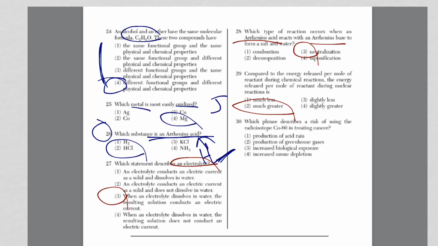And finally, for number 30 here for Part A, which phrase describes a risk of using cobalt-60, which is a radioisotope, which means it's undergoing nuclear decay, in treating cancer? And, of course, it is going to be about the fact that somebody has to probably ingest it, or it has to be injected into their body, so there would be some increased biological exposure. All right, so this is it for Part A.